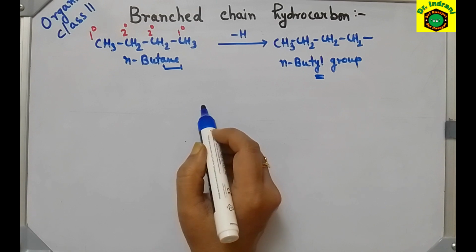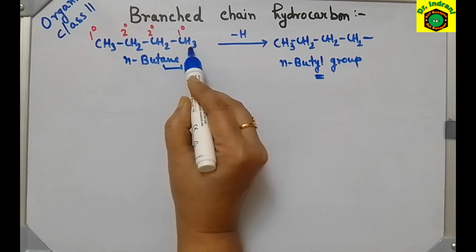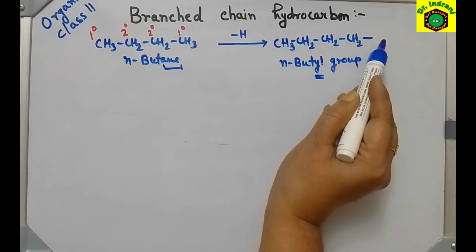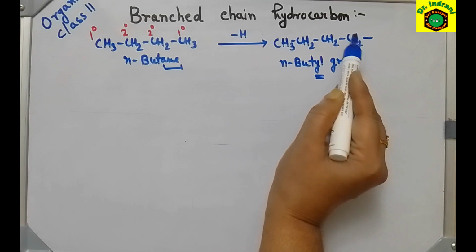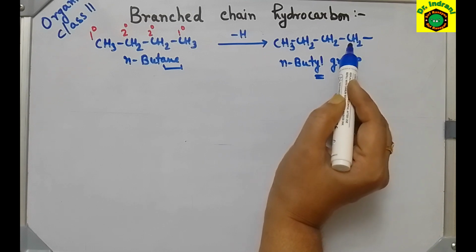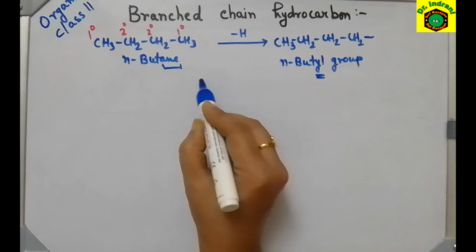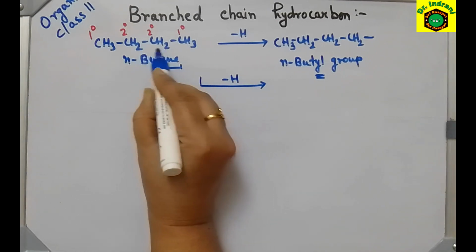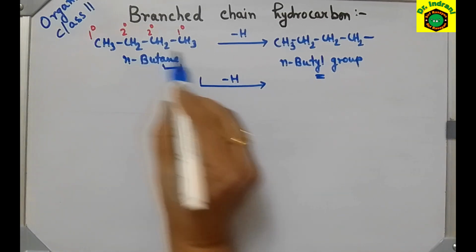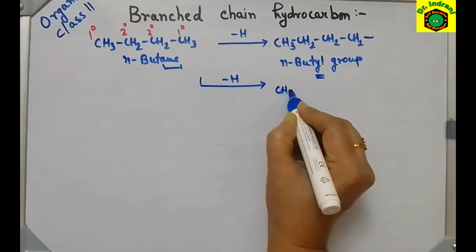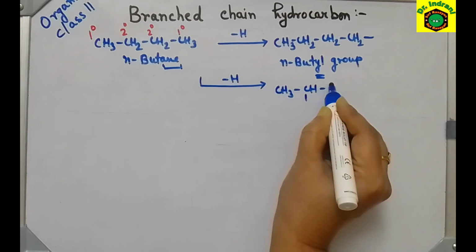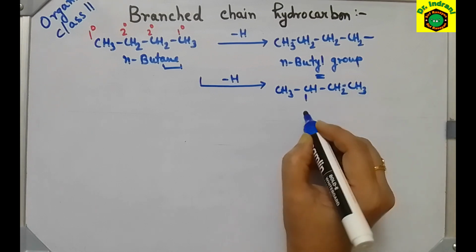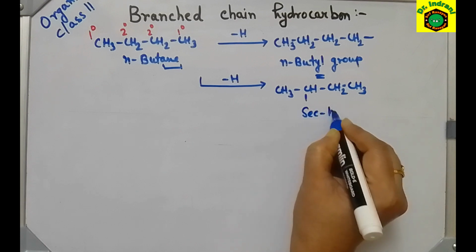Okay. Since one hydrogen is removed here, one open valency is there because it should be attached with the main chain. And here tetravalency of carbon should be satisfied. Now see, removal of one hydrogen from these positions, either from any carbon, is giving CH3, CH, CH2, CH3. This is called secondary butyl group.